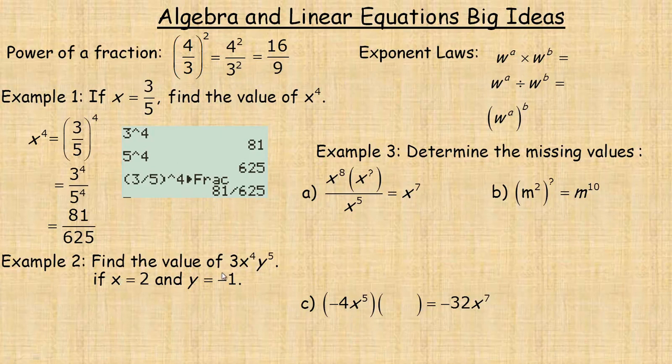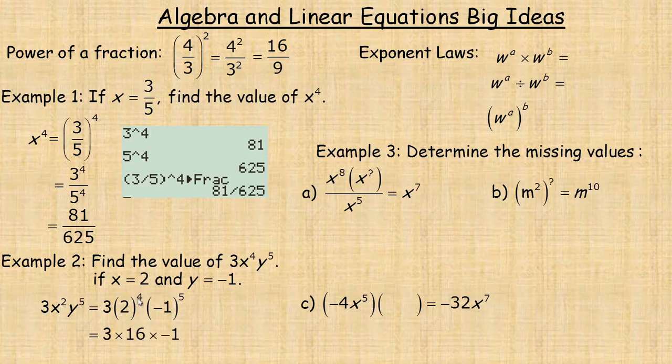Example number 2, we're asked to find the value of 3x to the 4th, y to the 5th, if x is 2 and y is -1. So I'm going to start with that expression here and put 2 in place of x and -1 in place of y. Now, if you remember order of operations, we have to evaluate powers, exponents, first. So we need to do the 2 to the 4th and the -1 to the 5th before we can do any multiplying, because these three things are multiplied together, but we need to evaluate this and this first.